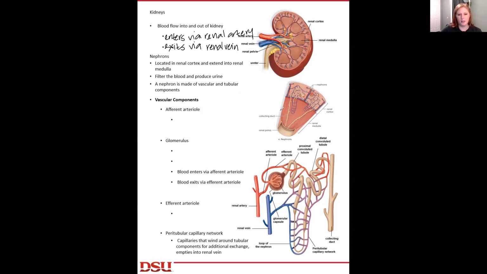Okay, now let's talk about the nephrons. Nephrons are located in the renal cortex and extend into the renal medulla. So this here is showing us a little subsection of this, essentially, up here. So we have these nephrons, and this whole thing is a nephron. There's a couple of them shown here too. It starts up here in the cortex and then dives down into the medulla.